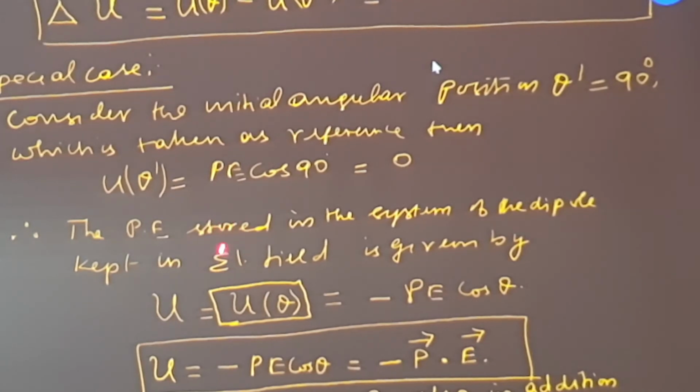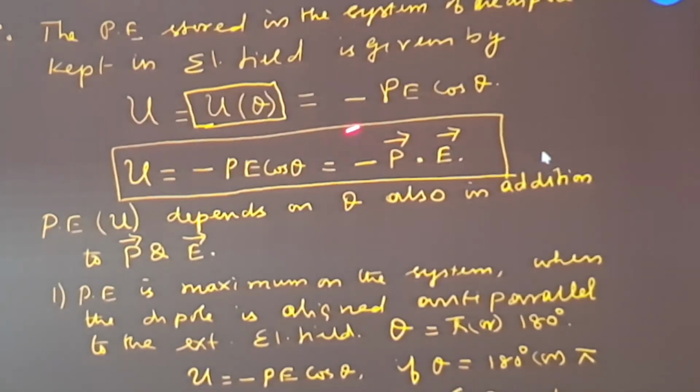So what will be the final energy? The final energy, the potential energy of the system, is epsilon equal to epsilon of θ minus epsilon of θ', but epsilon of θ' becomes 0. So the final potential energy is epsilon of θ, which is equal to minus PE cos θ. This magnitude can be written in vector format as epsilon equal to minus P vector dot E vector. On taking the dot product, we get minus PE cos θ.